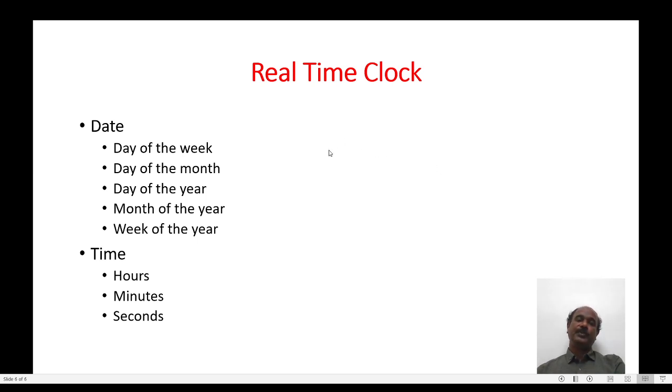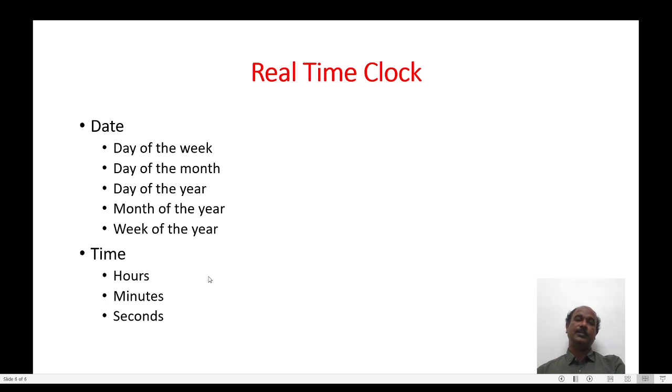And one more circuit that is usually present in an embedded system is the real-time clock. This is also called RTC. So this real-time clock maintains date and time. Date means it will maintain what is the day of the week, what is the day of the month, what is the day of the year, month of the year, and also what is the week of the year. So all these values will be automatically maintained in the real-time clock.